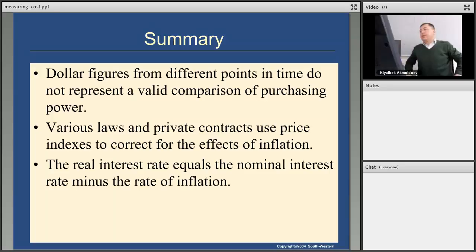So this was the topic about cost of living. Cost of living. So let's see here about cost of living.